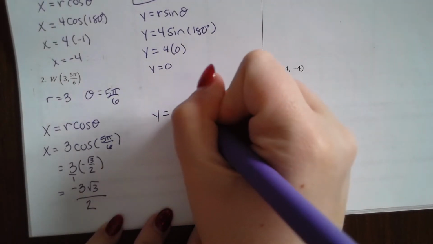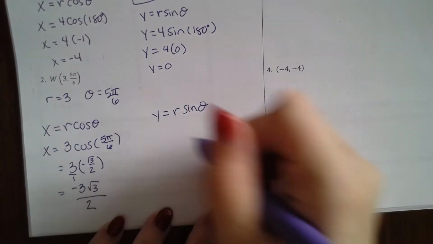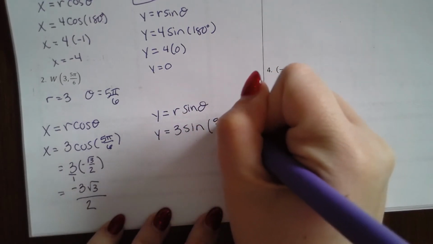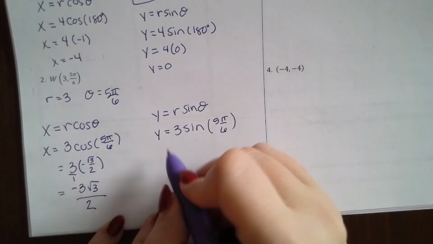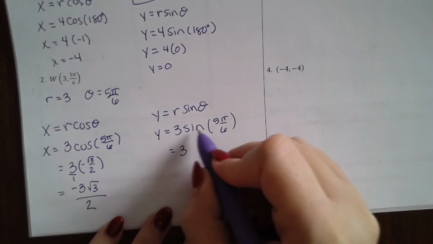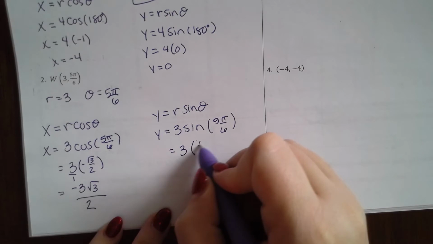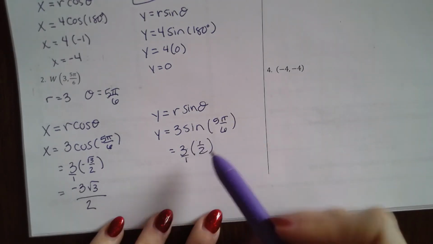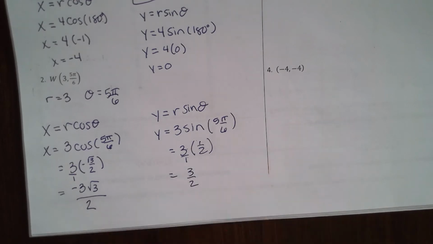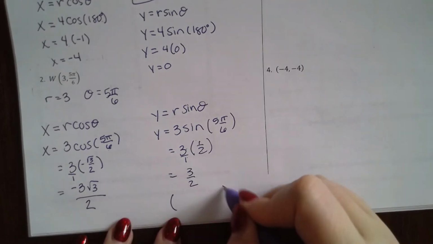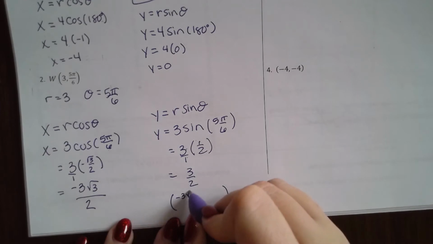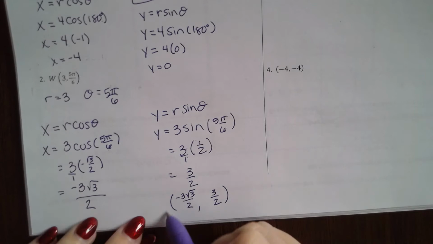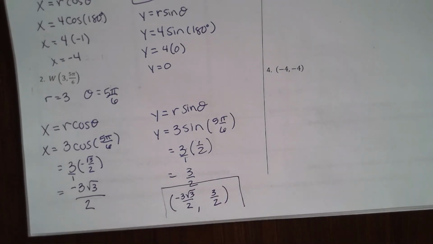Y is r sine theta. Sine of 5 pi over 6 is +1/2. Once again, remember 3 could be 3 over 1, 3 times 1, 2 times 1. And then we should always write our answer as an ordered pair. You will lose points if you do not write it as an ordered pair.